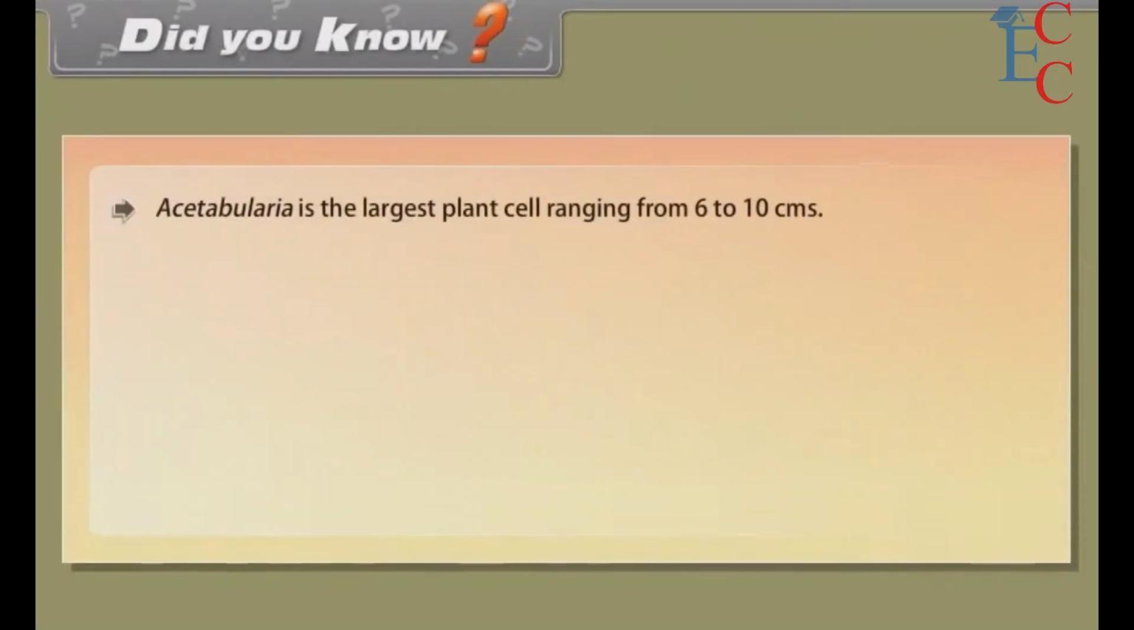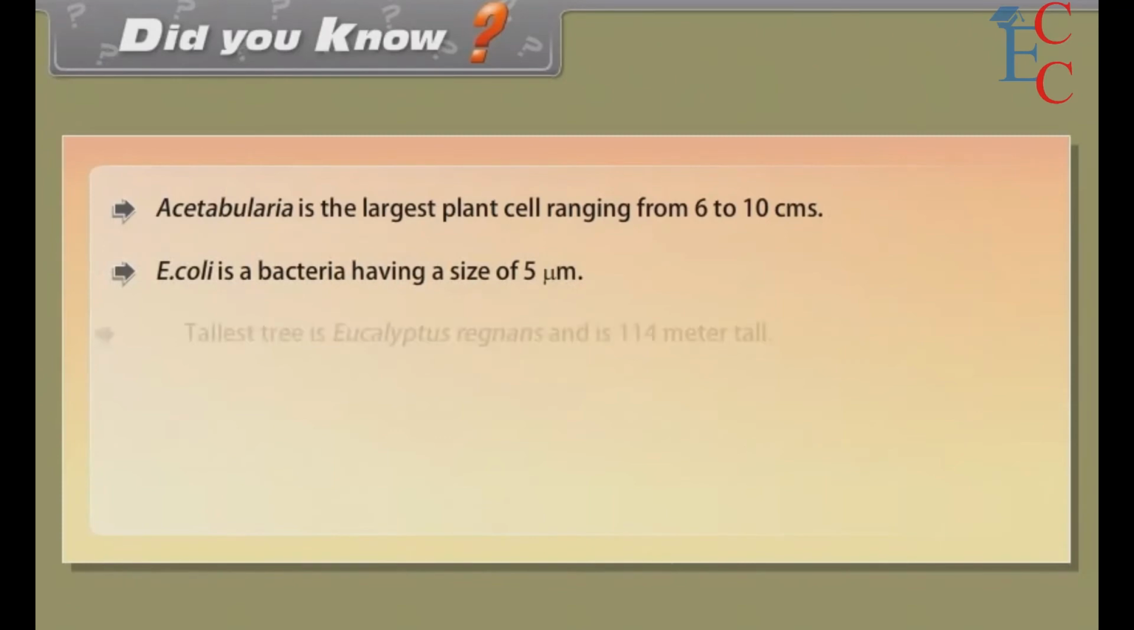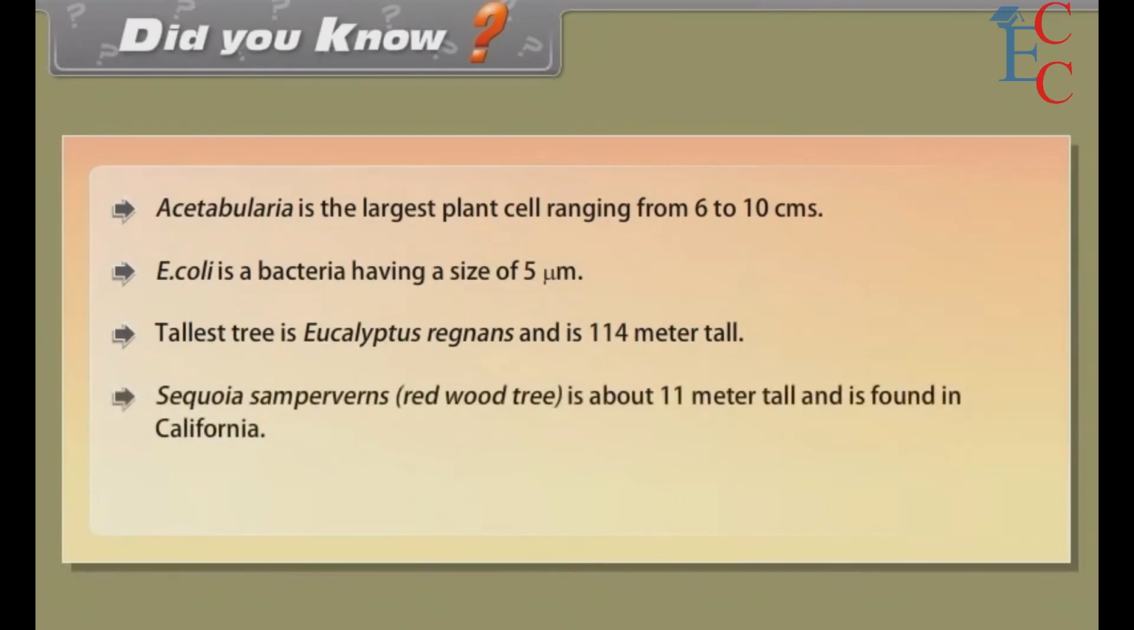Did you know? Acetabularia is the largest plant cell, ranging from 6 to 10 centimeters. E. coli is a bacterium having a size of 5 μm. The tallest tree is Eucalyptus regnans and is 114 meters tall. Sequoia sempervirens, the redwood tree, is about 11 meters tall and is found in California. The elephant is the largest land animal.